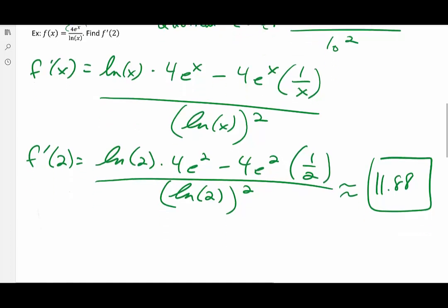Let's see. I think there's one more. All right, here we go. This is the last one. All right, f of x is 10x to the 5th over e to the x. Find f prime of x.